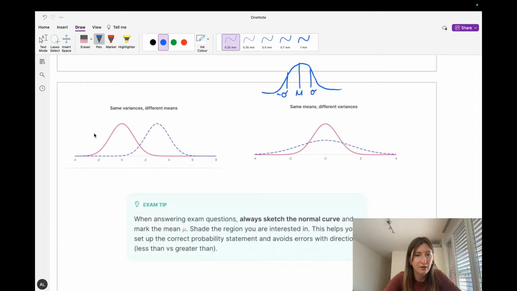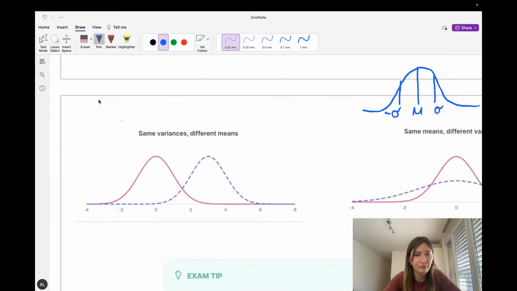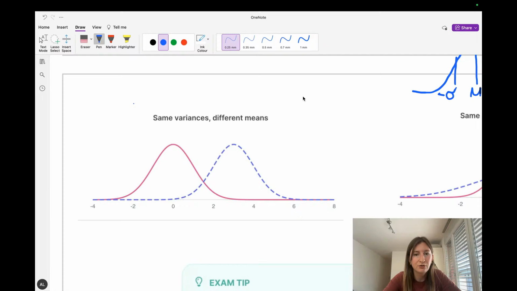So here are two bell curves. Now, can you see that they have the same variance, right? So they've got the same shape of being away, but different means. So the mean of this one is here at 0, and the mean of this one is here at 3. But they have the same spread. This distance and this distance are the same. Same spread. Spread, just another word for deviation.